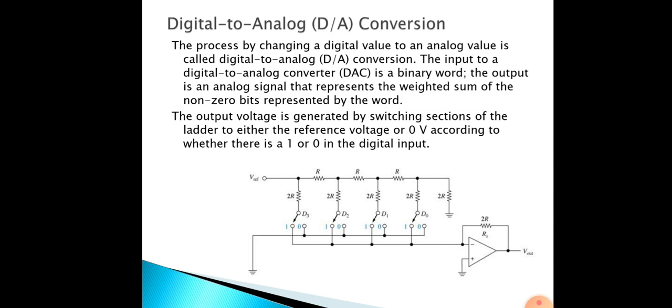Then accordingly, if the input is 0, the switch will be open and no output will be there. And when it is 1, what will happen? The switch will be closed and V reference voltage will come and you will get the output. Okay, so like that it will be working.